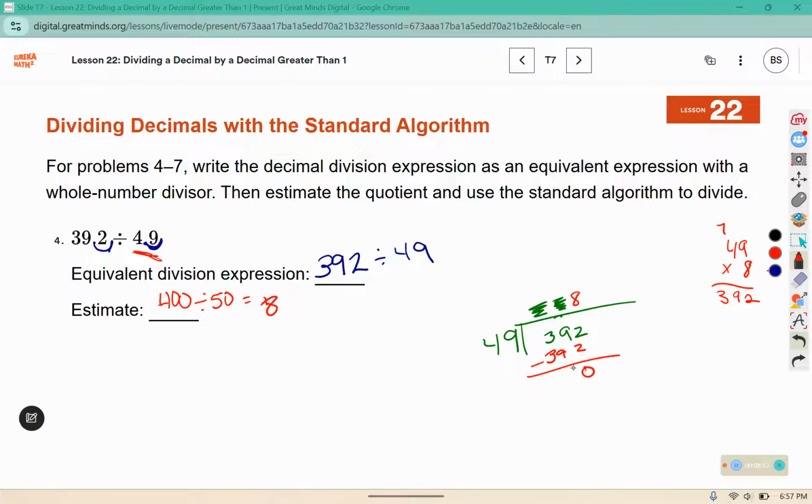Notice how when my remainder was the same size as my divisor or larger, I had to reevaluate. I couldn't put a 7 there. I had to change it so that it fit the maximum amounts of 49. So our final answer there is 8.